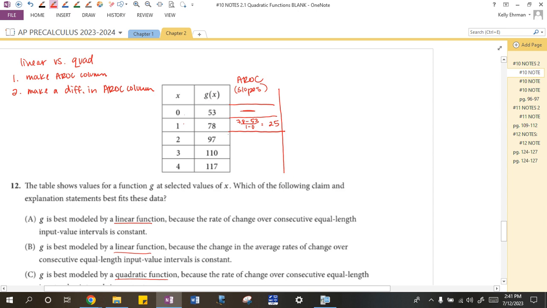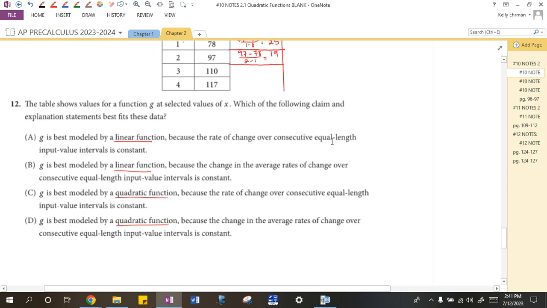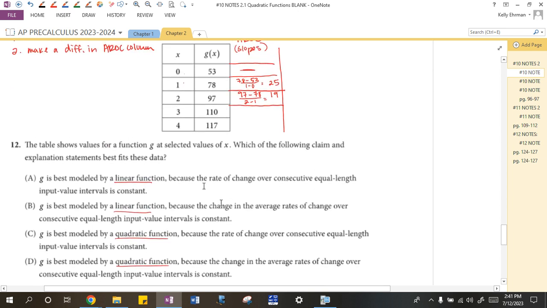So let's see. The next slope, between g of 2 and g of 1, is 97 minus 78 over 2 minus 1. 97 minus 78 is 19. Not the same, right? Okay, I guess in this multiple choice problem, that automatically puts us at quadratic. But I just want to show you what's going on here. So let's find the next slope.